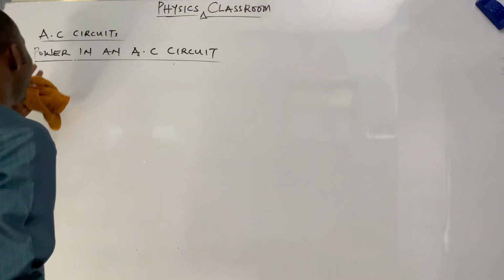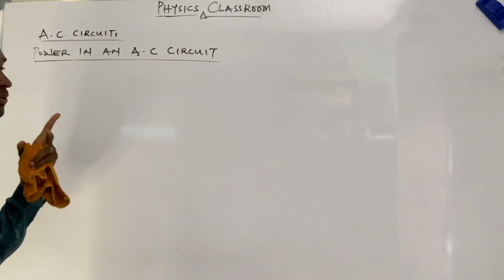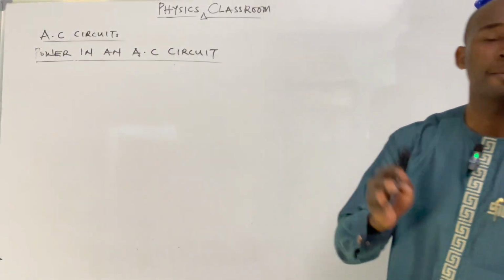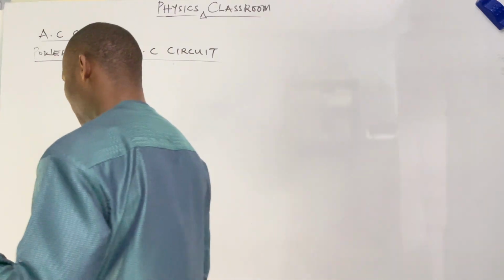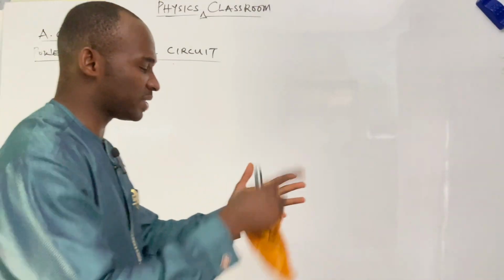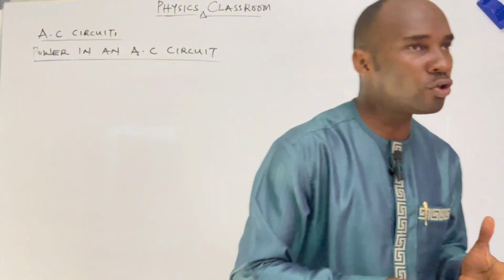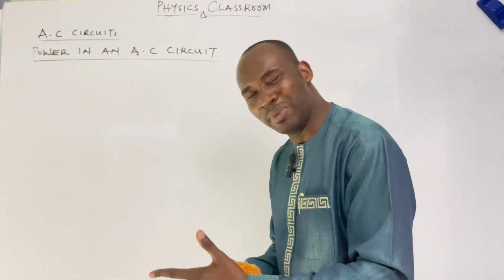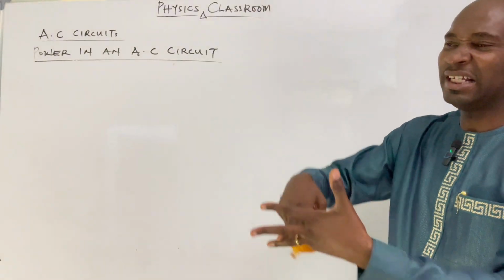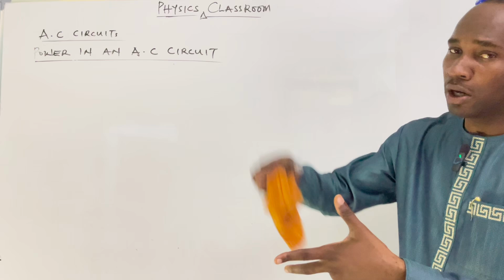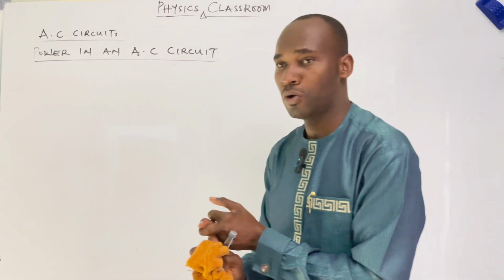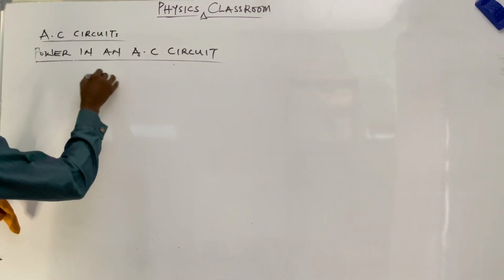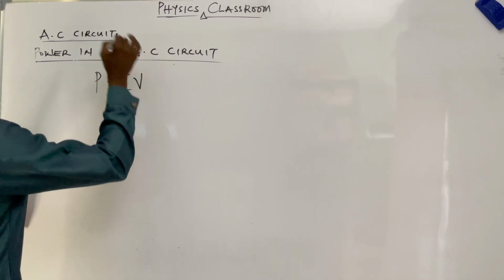Now let's move to the very last aspect of this study, AC circuit, which is power in an AC circuit. Take note, power is only dissipated in the resistor. We dealt with RLC: resistor, inductor, capacitor. Power is only dissipated in the resistor, meaning no power is dissipated in the inductor or capacitor. So now, if that be the case, you should know that power is equal to IV.